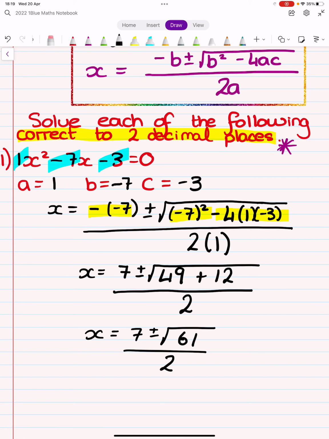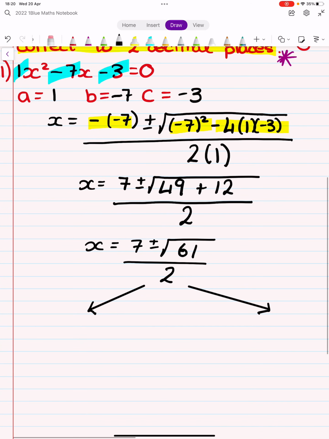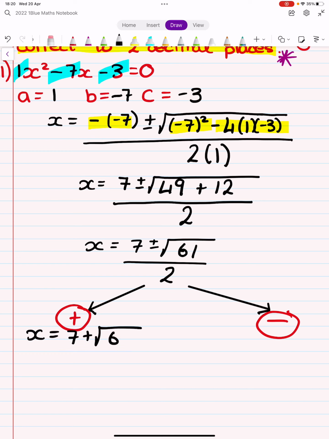We're nearly there now, so we're going to stick a positive sign and a negative sign into each of these sides. So I'm just going to draw an arrow, and I'm going to draw an arrow. And one of these sides is positive and one of these sides is negative. So let's rewrite the question with a positive side and a negative side. X equals 7 plus root 61 over 2. And on the negative side, x equals 7 minus root 61 over 2.